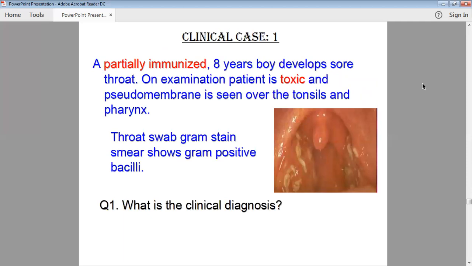One: a partially immunized 8-year-old boy develops a sore throat. On examination, the patient is toxic and a pseudomembrane is seen over the tonsil and pharynx. Throat swab gram stain shows gram positive bacilli. What is your clinical diagnosis? The investigations behind it.